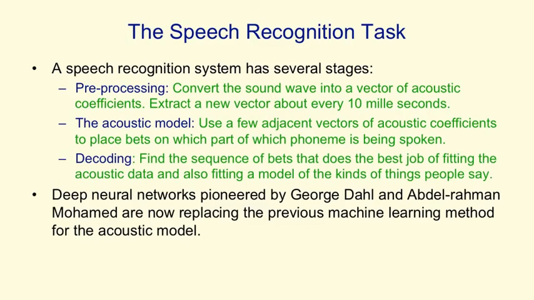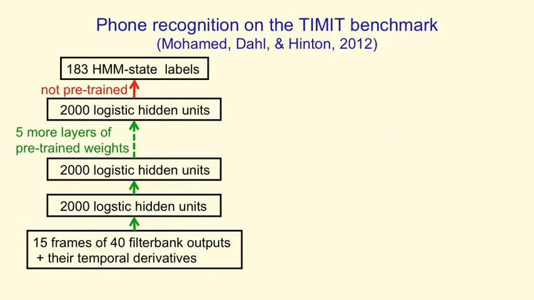Currently, deep neural networks pioneered by George Dahl and Abdel-rahman Mohamed at the University of Toronto are doing better than previous machine learning methods for the acoustic model, and they're now beginning to be used in practical systems. So Dahl and Mohamed developed a system that uses many layers of binary neurons to take some acoustic frames and make bets about the labels. They were doing it on a fairly small database, and they only used 183 alternative labels. And to get their system to work well, they did some pre-training, which will be described in the second half of the course.